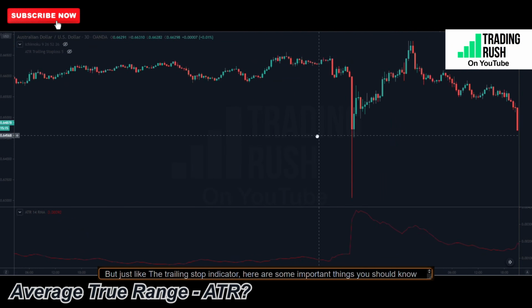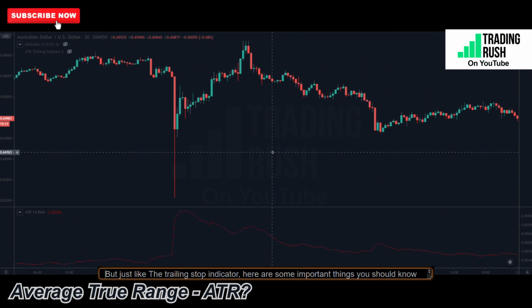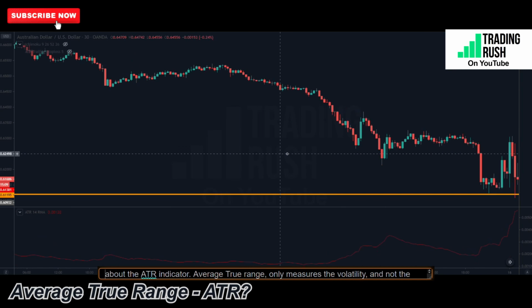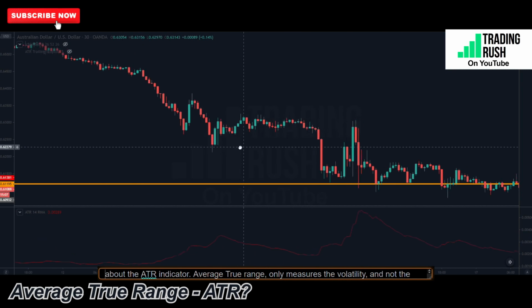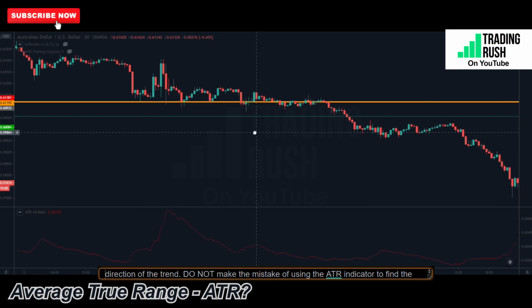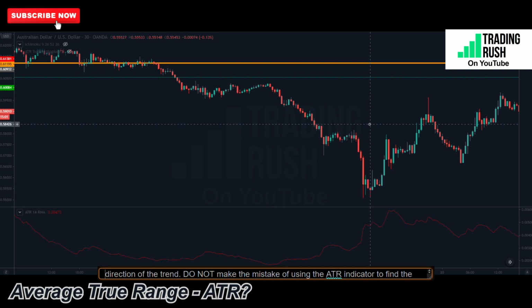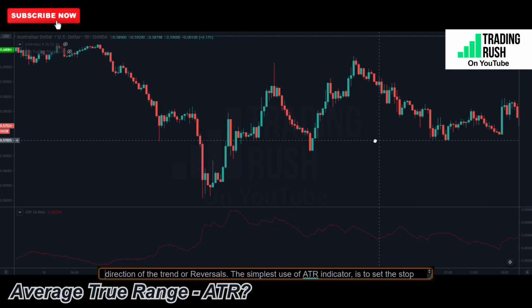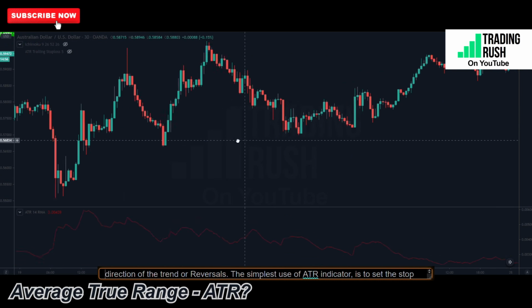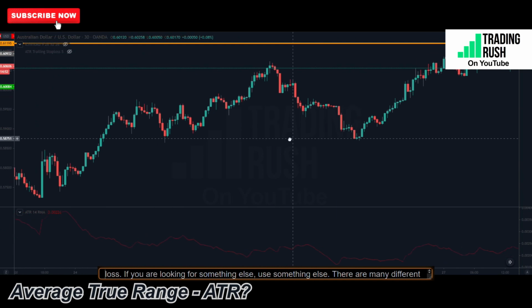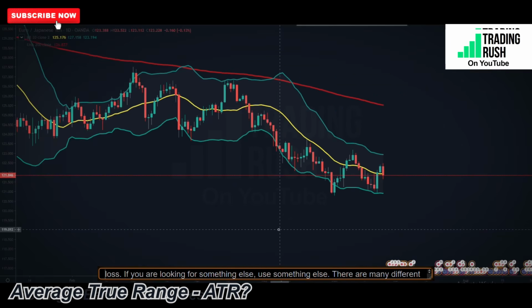But just like the trailing stop indicator, here are some important things you should know about the ATR indicator. Average true range only measures the volatility and not the direction of the trend. Do not make the mistake of using the ATR indicator to find the direction of the trend or reversals. The simplest use of the ATR indicator is to set the stop loss. If you are looking for something else, use something else.